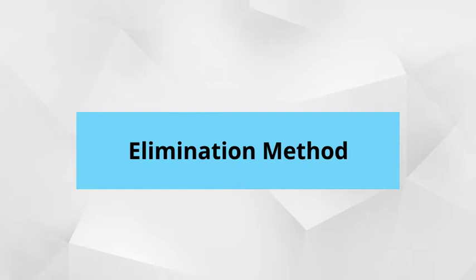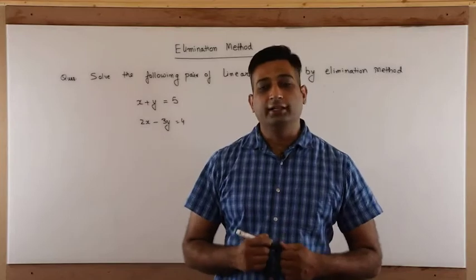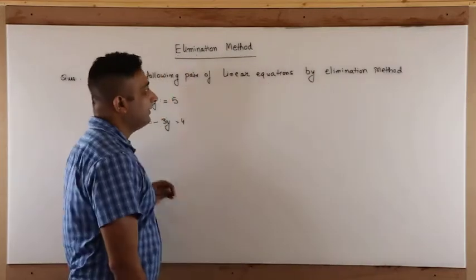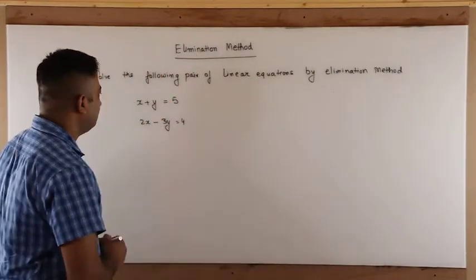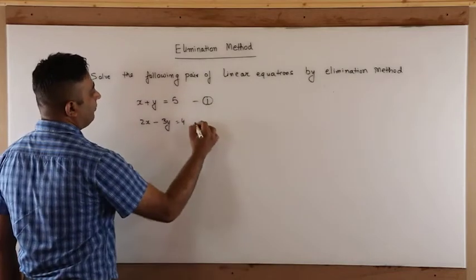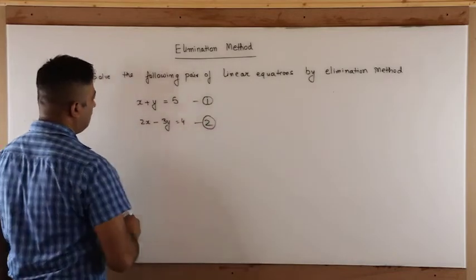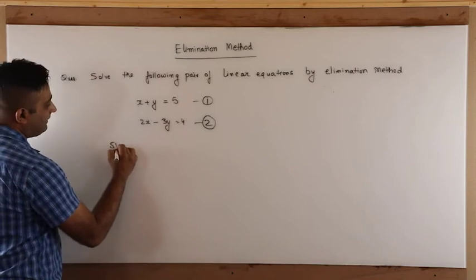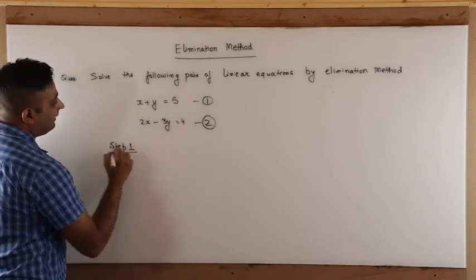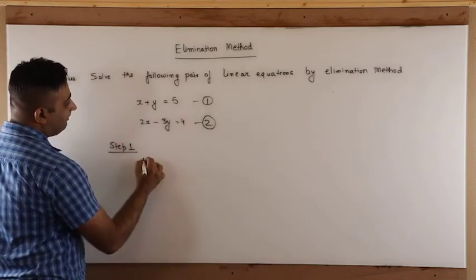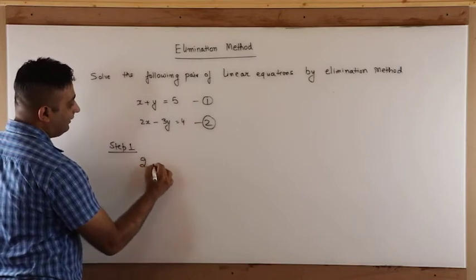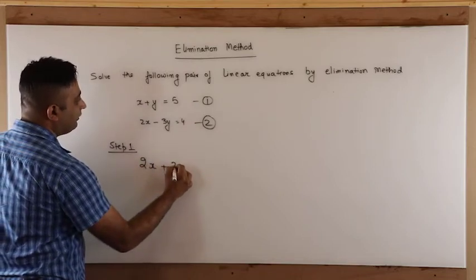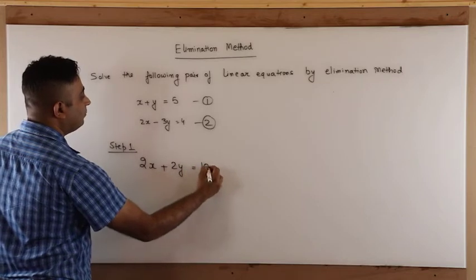This is sometimes more convenient than the substitution method. Dear students, let us solve few problems using elimination method. Now the equations number 1 and 2 are given. In step number 1, we will multiply equation number 1 by 2. We'll get the equation as 2x plus 2y is equal to 10.